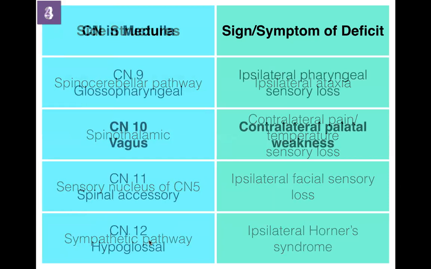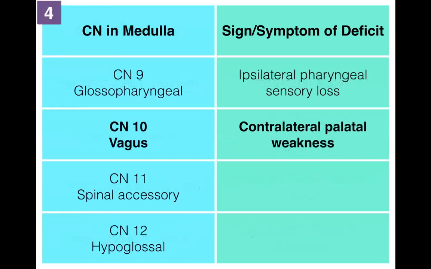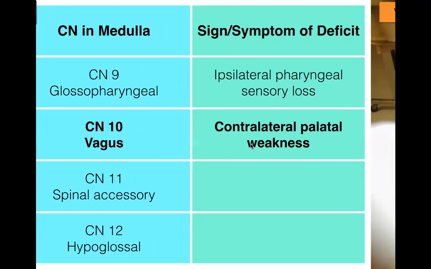Now let's go to the different cranial nerves. Let's go to rule number 4. There are 4 cranial nerves located in the medulla: number 9, number 10, number 11, and number 12. So if number 9 or glossopharyngeal is affected, one of the manifestations is that there would be ipsilateral pharyngeal sensory loss. Whereas if cranial nerve number 10 is affected, one of the many manifestations is contralateral palatal weakness.